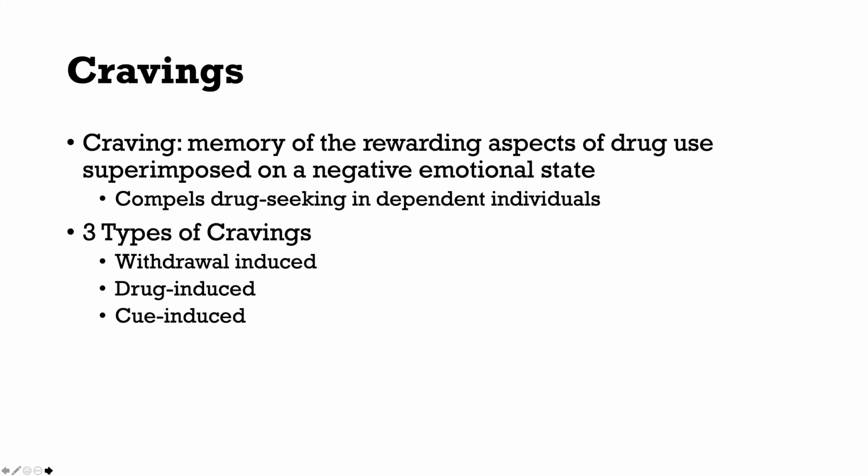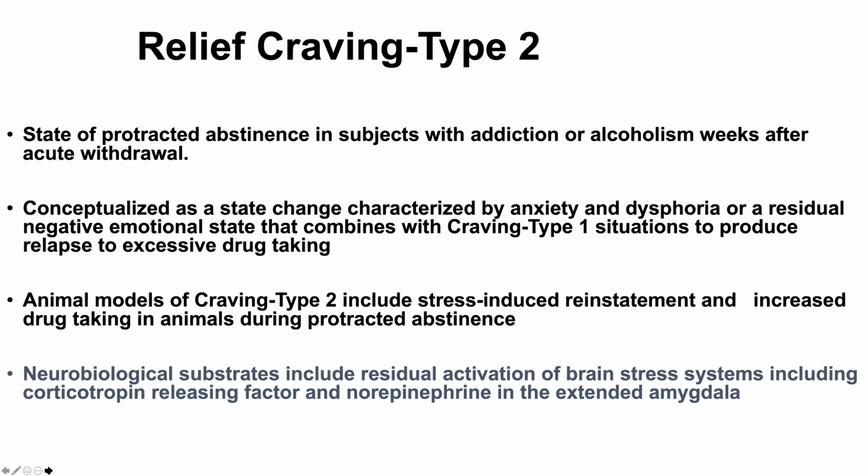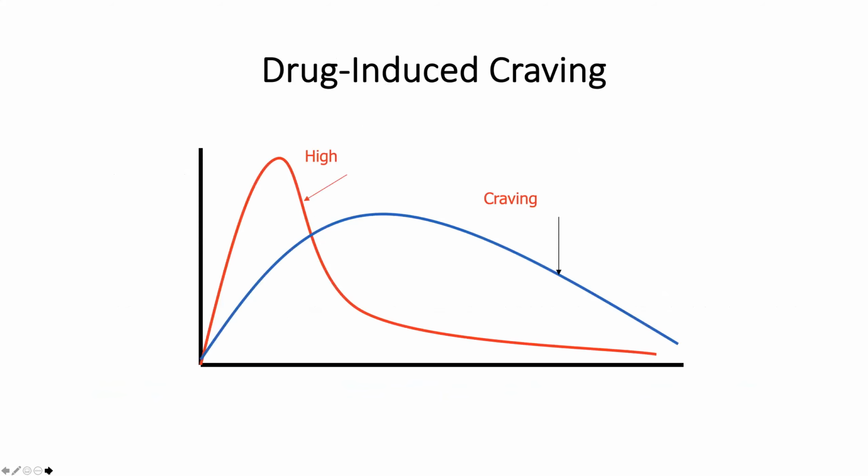About withdrawal-induced, drug-induced, and cue-induced, I would understand what those definitions are. The craving types, one is a stress-induced craving, and one is a cue-induced craving. Type 1 is cue-induced, type 2 is stress-induced. Most people have at least a combination of both of those, or at least that has been my experience. And the craving is significant in that it lasts longer than a high does, about 3 times longer.